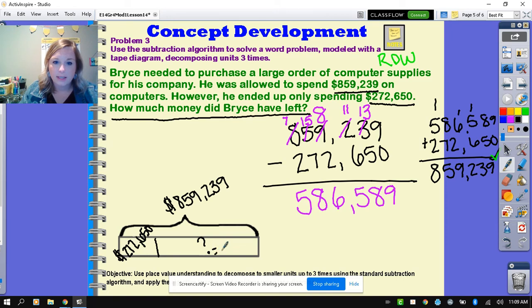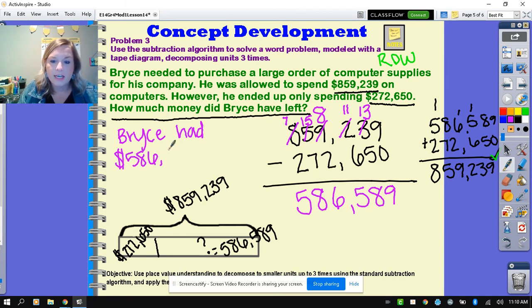which I could also put down here, that this equals 586,589. That was what our answer was. Now I'm going to write it as a statement. So the question was, how much money did Bryce have left? Well, Bryce had, and we're going to put a dollar sign because it's money. He doesn't have puppies or hamburgers. $586,589 left.